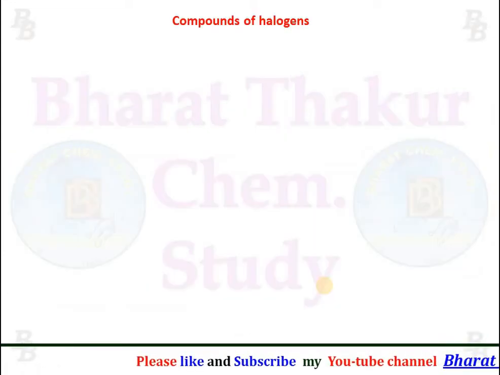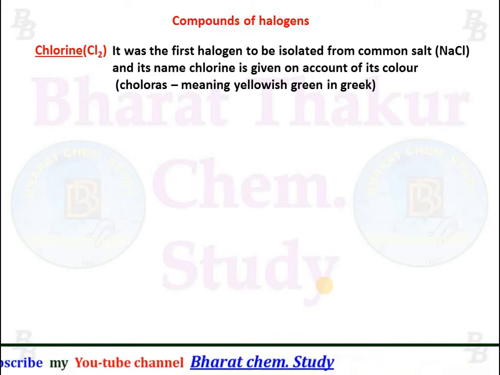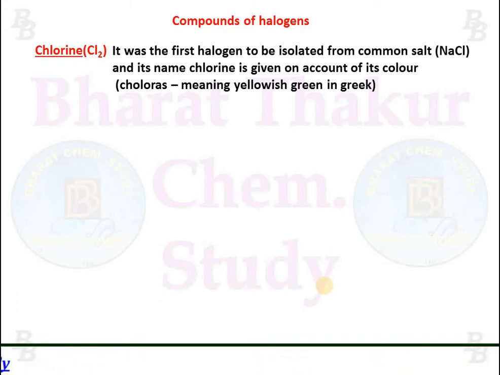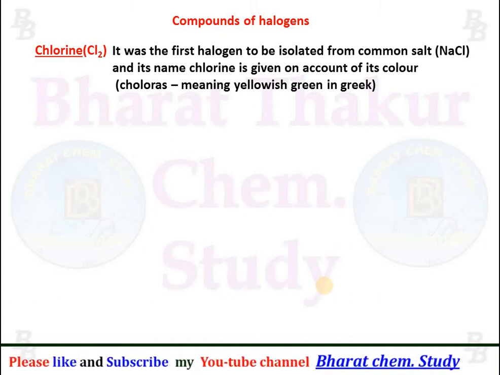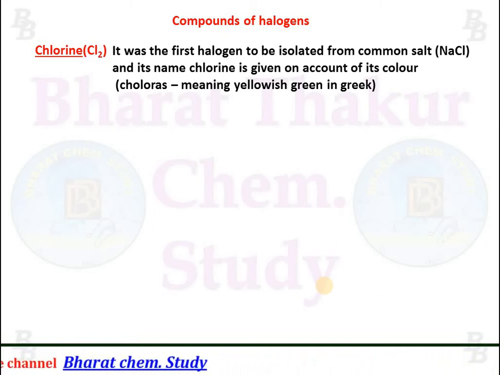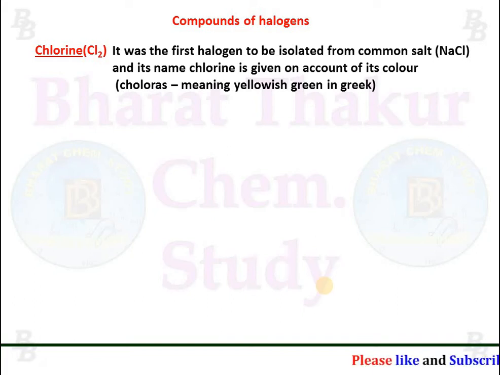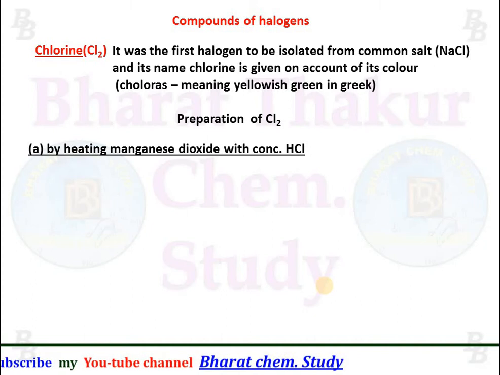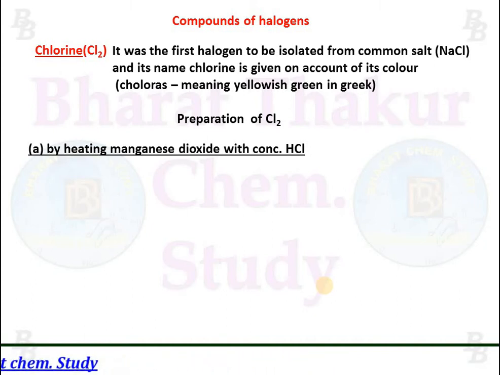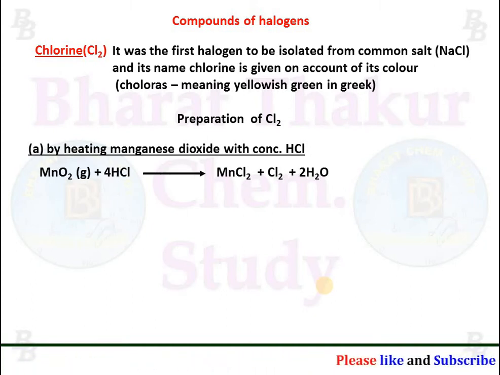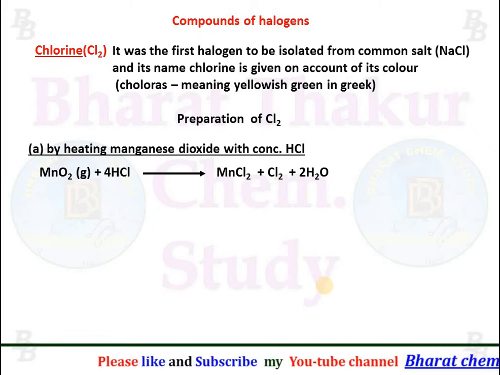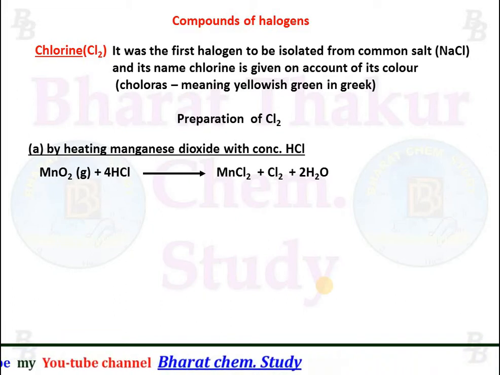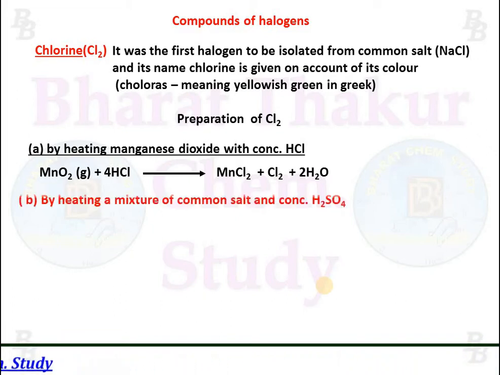Compounds of halogens. Chlorine. It was the first halogen to be isolated from common salt, and its name chlorine is given on account of its color, that is yellowish green, called chlorus in Greek. Preparation of chlorine. First, by heating manganese dioxide with concentrated HCl. So manganese dioxide when reacted with concentrated HCl will form manganese chloride plus chlorine and water.